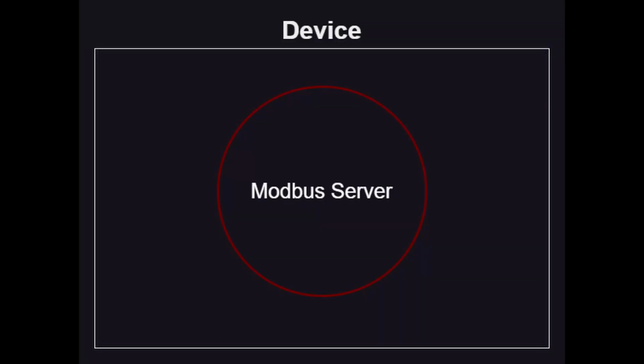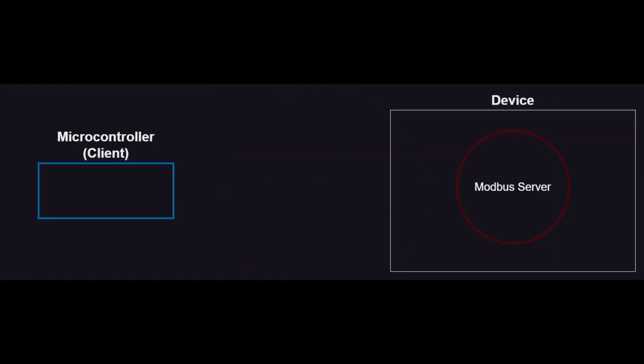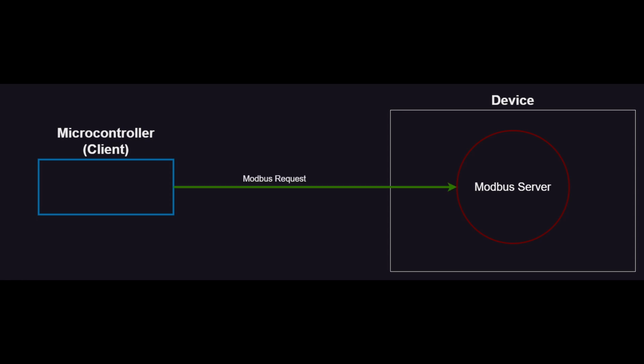Okay, let's just make it a little bit more clear what we're doing here in case you've never worked with one of these before. We have a simulated device, and on that device we have a Modbus server, which in our case is the Modbus Slave program. Then we have our microcontroller, which is the client. The client sends requests to the server, and the server responds accordingly.